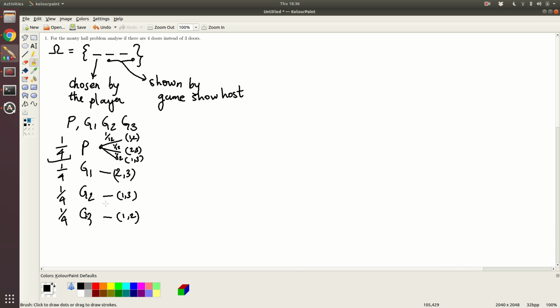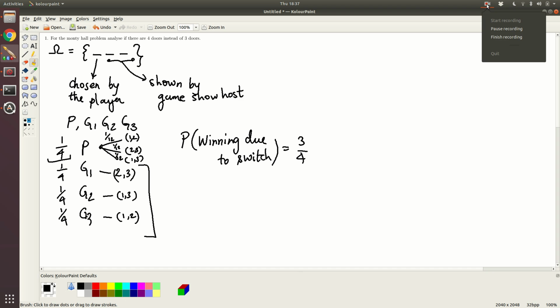Okay, so now in these three cases, assuming that the game show host is going to show two doors, the probability of winning due to switching is 3/4. I hope that is clear to everybody. Because in these three places, if he switches, he wins. So that was when the game show host shows two doors.